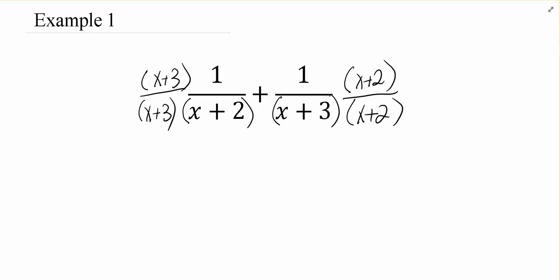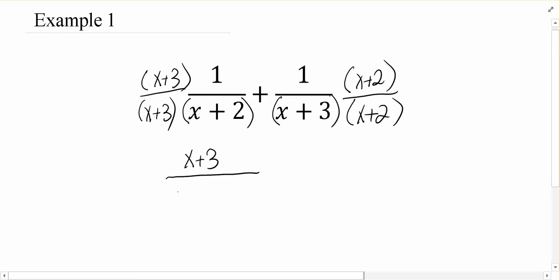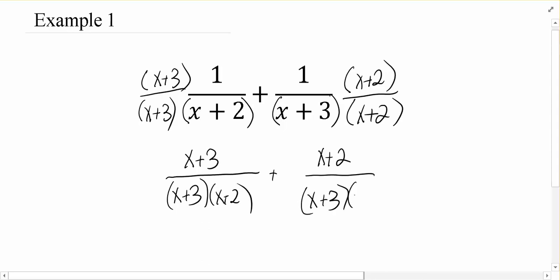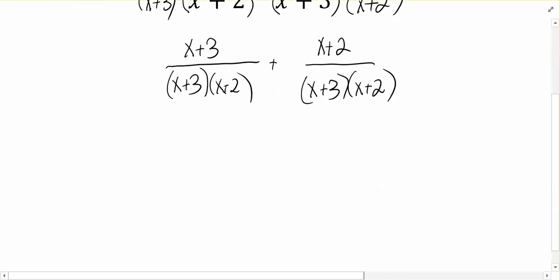And in doing so, now both fractions have the same denominator. We have an x + 3 over (x + 3)(x + 2), and we have an x + 2 over (x + 3)(x + 2). So now my denominators are the same, and now I can just add the numerators together. So up top, I'm going to get x + 3 + x + 2.